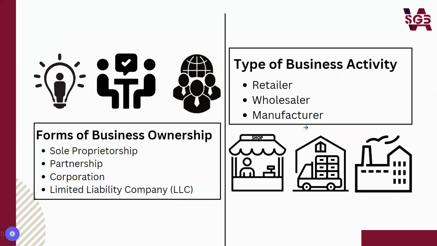For types of business activity, we have three common types of business activity: retailer, wholesaler, manufacturer. Manufacturer is the one who produces the product, while wholesaler is the one who sells bulk products from the manufacturer. And retailers are those businesses that sell these products to the consumers.